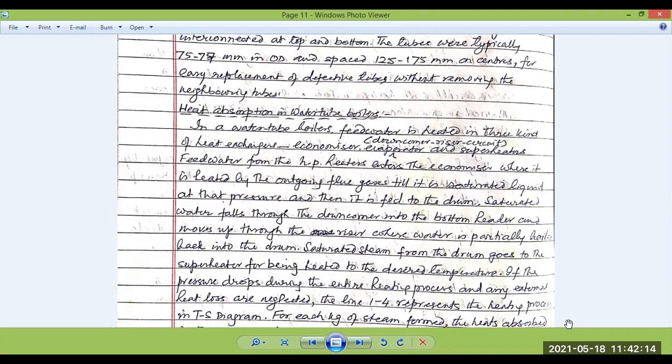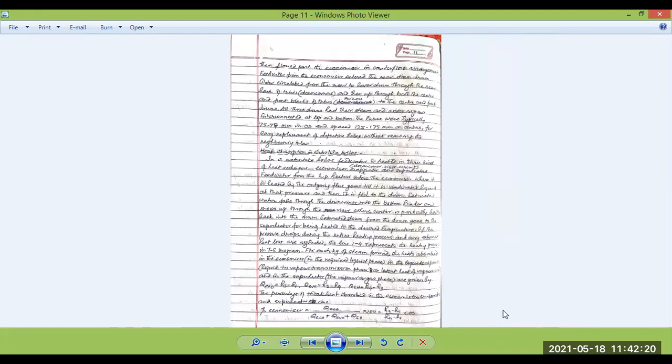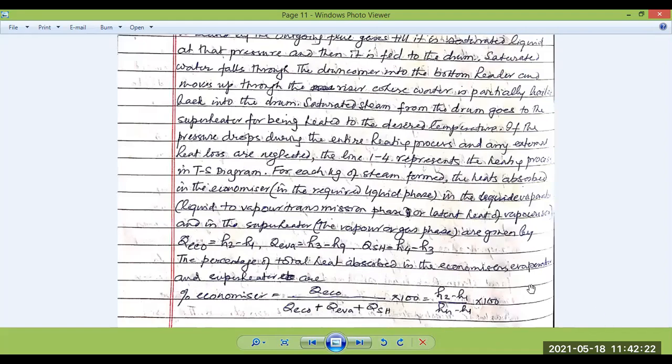For each kg of steam formed, the heat absorbed in the economizer in the liquid phase, in the evaporator in the liquid to vapor transition phase or latent heat of vaporization, and in the superheater in the vapor gas phase are given by the following equations.